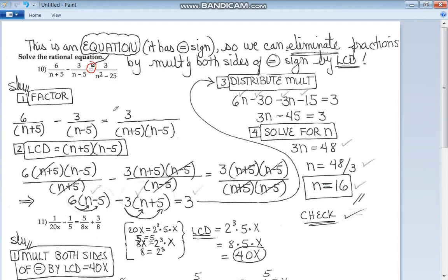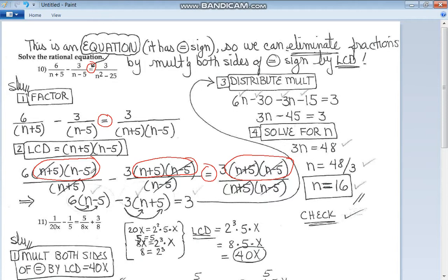So, okay, the LCD, let's see, first we'll factor. Yes, we can factor on the right side of the equal sign. We get n plus 5 times n minus 5. Okay, now the LCD for these three fractions is n plus 5 times n minus 5. So we're going to do step 2, get rid of the fractions by multiplying each of the fractions by the LCD on the top, right? Here it is, n plus 5 times n minus 5, n plus 5 times n minus 5. Here's the equal sign, n plus 5 times n minus 5.